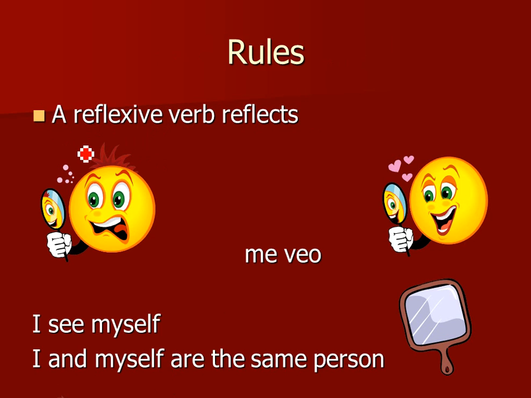So, rules for reflexive verbs. A reflexive verb reflects. So if I say me veo, I see myself, both of these have to do with myself. So I and myself are the same person, and thus it's reflexive. Think of it as in a mirror. I see myself. So I'm in the mirror, and I'm also outside of the mirror.